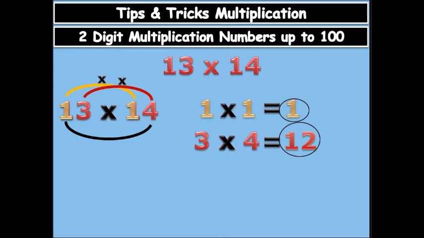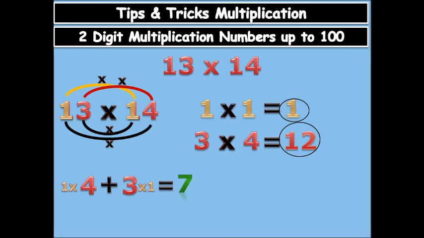Then we have 1 times 4, which is 4, plus 3 times 1, that means 3. So 4 plus 3 equals 7.